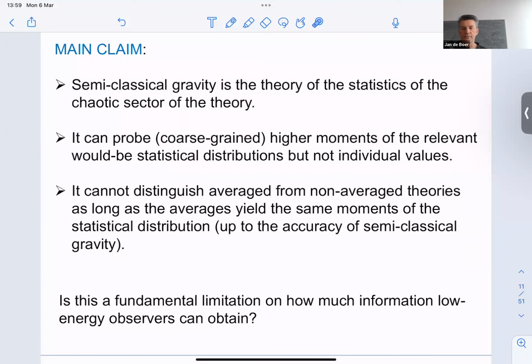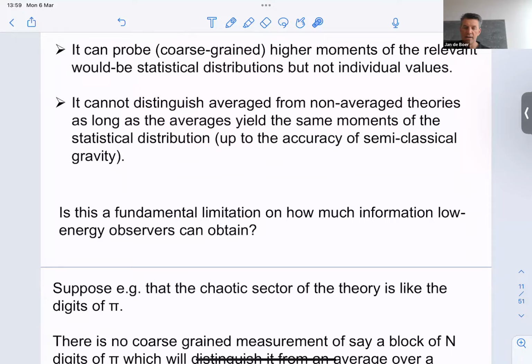So that is one way to think about it. Let me skip that analogy.